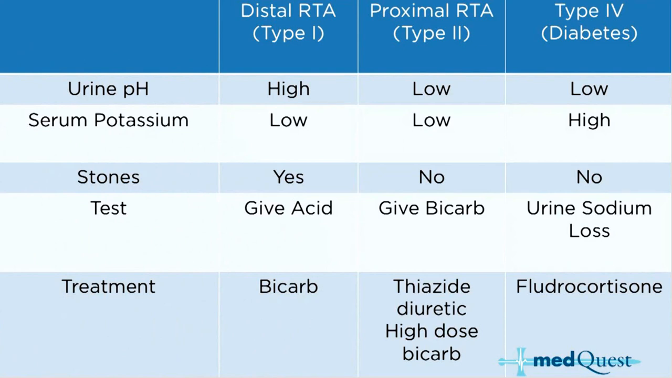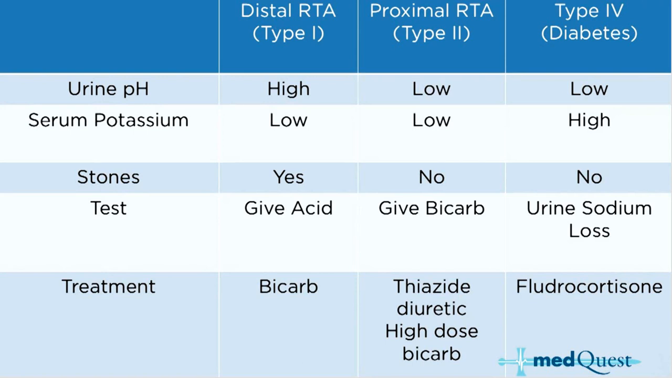Now, this is a beautiful slide because right now you can see right off the bat which one is different and which one is not. Type 1 RTA is the only RTA in which the urine pH is high. So you can distinguish it based on that. Serum potassium is only high in type 4 RTAs. So you can distinguish it based on that. Type 1 RTAs are the only ones that give you stones.